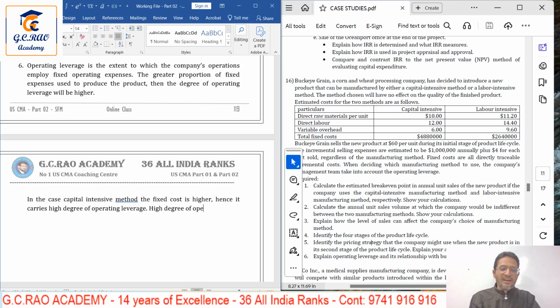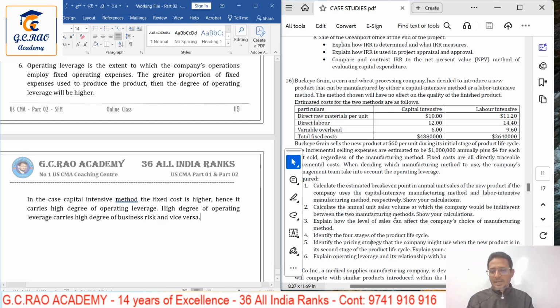Next one, continuation. A high degree of operating leverage carries a high degree of business risk, and vice versa. When your operating leverage is higher, accordingly your total business risk is also higher. Correct? Yes or no? Yes.